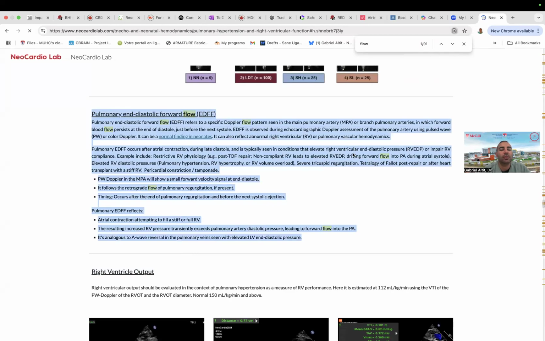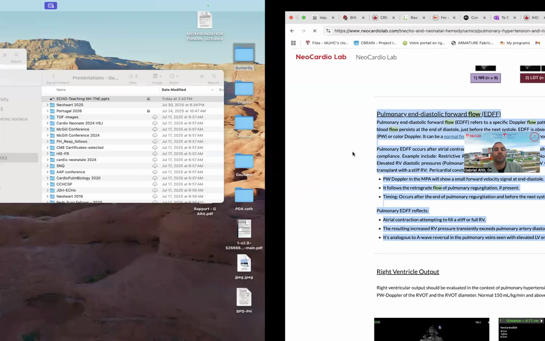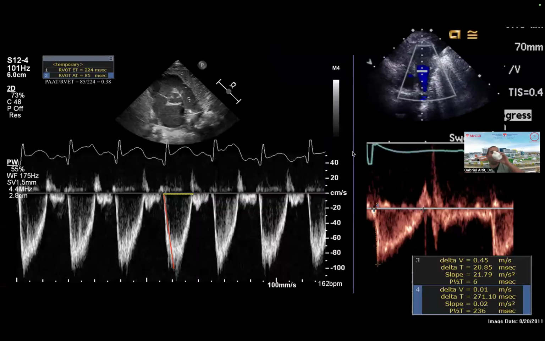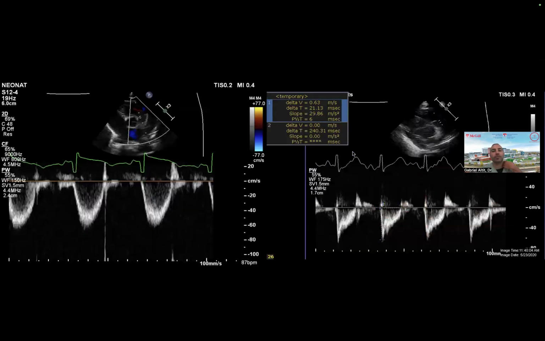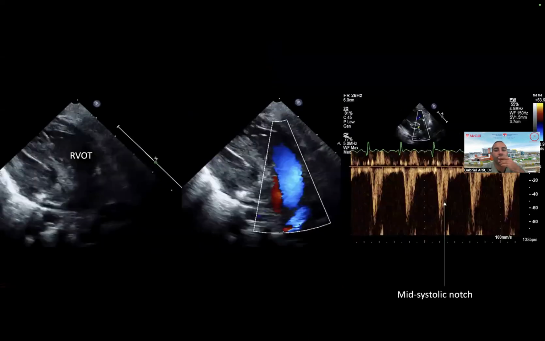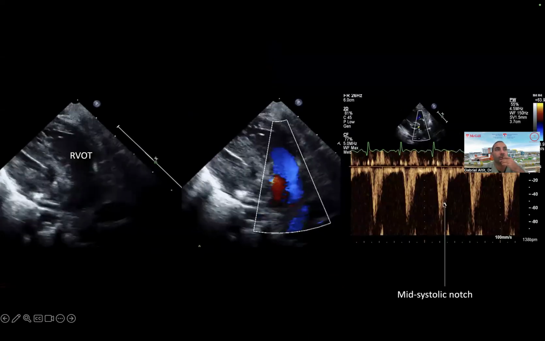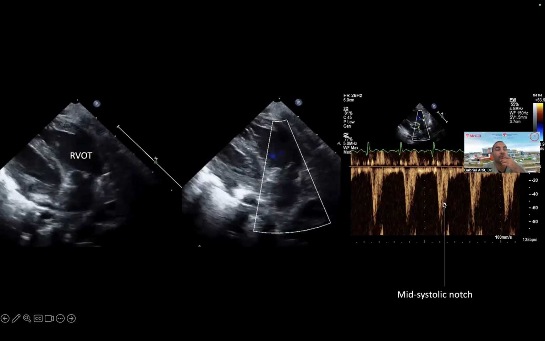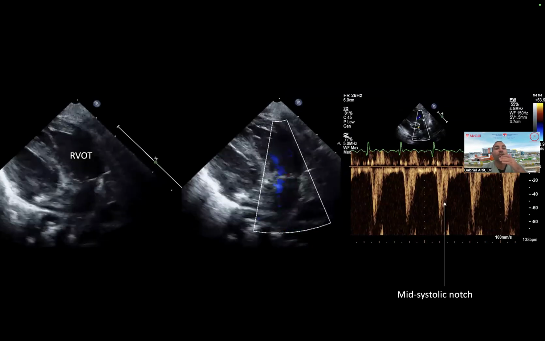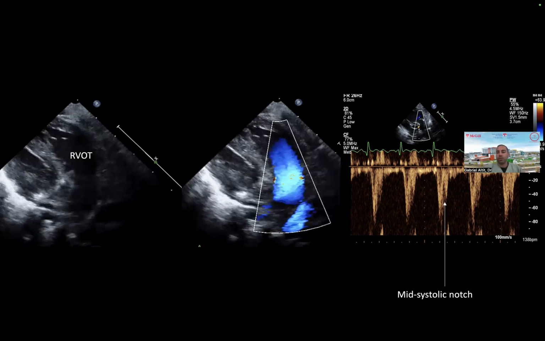Question. You know, there's the waveform. You're saying that that second peak is the MPA just recoiling. And it's interesting that it looks like it's going in the same direction as the initial ejection. But the flow is going in the opposite direction, right? And so you get flow forward.